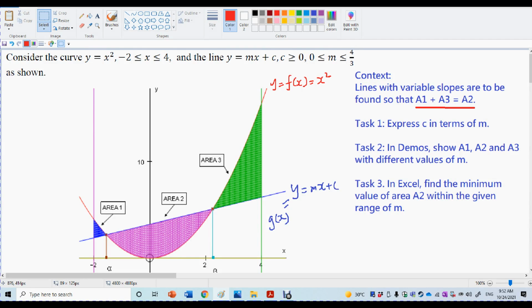Okay, so we're going to do a task in integration between two curves. We're going to find the area between the two curves using integration.